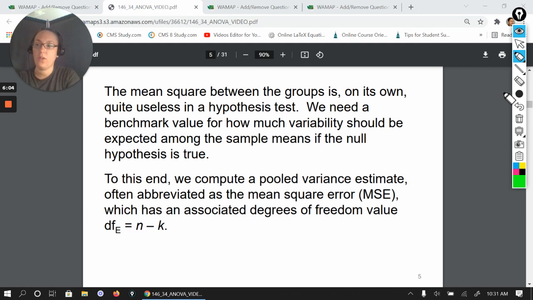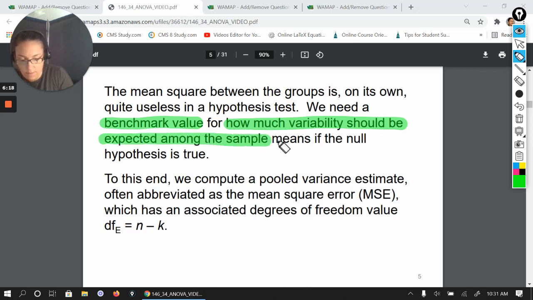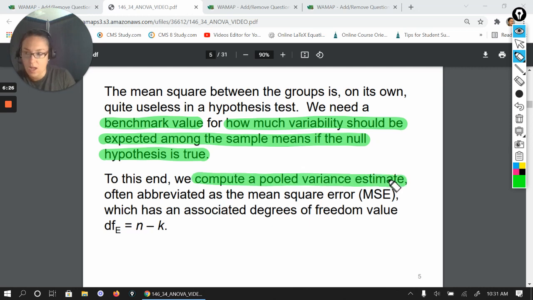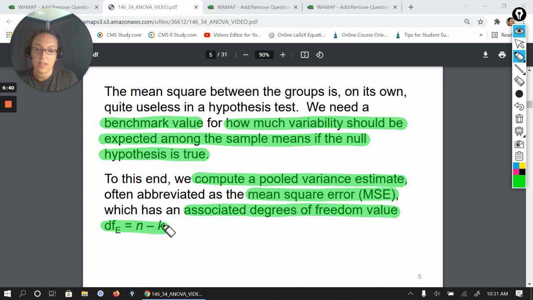The mean square between the groups is, on its own, quite useless in a hypothesis test. We need a benchmark value for how much variability should be expected among the sample means if the null hypothesis is true. To this end, we compute a pooled variance estimate, often abbreviated as the mean square error, or MSE, which has an associated degrees of freedom value that is equal to n minus k. So that would be the sample size minus the number of groups.